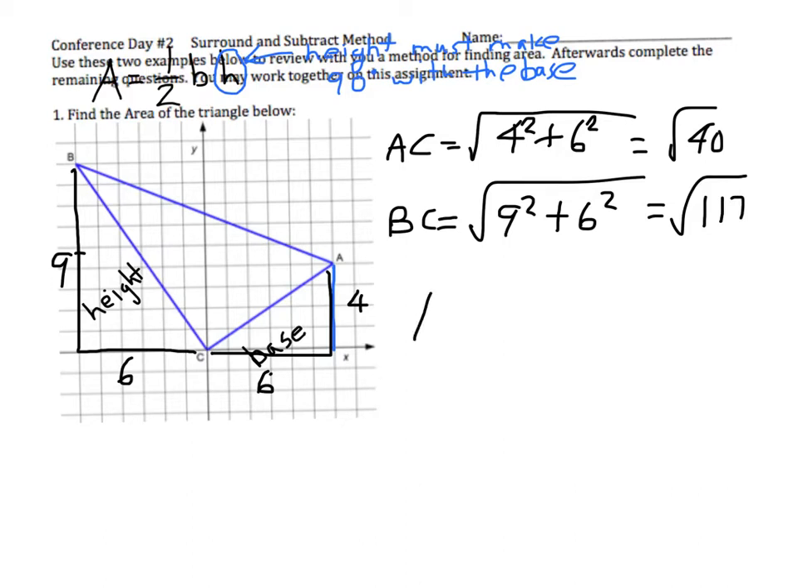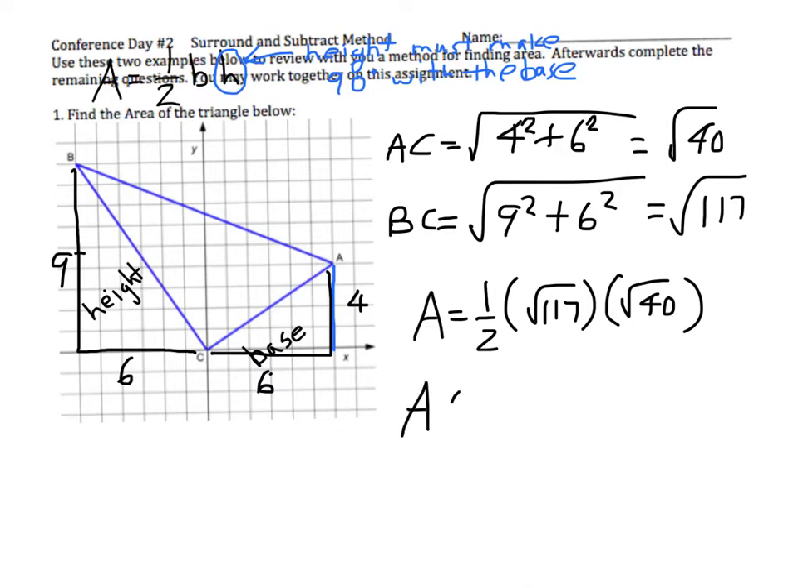All that's left to do is use the formula. Area is half base times height. The base was radical 117. The height was radical 40. It doesn't say how to leave the final answer. That would be the exact answer right there. But if we used a calculator and typed this into the calculator, making sure that we put in parentheses around the 117 and the 40, you would get it to the nearest tenth at 34.2 for the area.